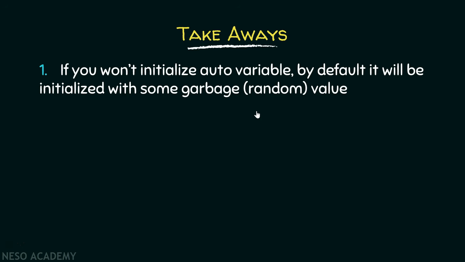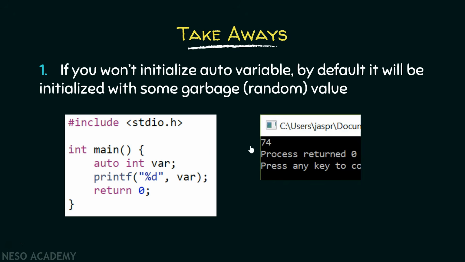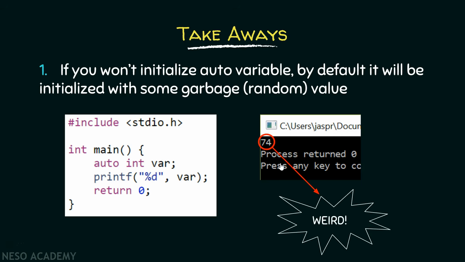Now this is a very interesting thing to know. Suppose I declared and defined an auto integer variable and try to print its value, which I have not assigned to it initially. Now what does it really print? It prints some random value, or you can say some garbage value, because I haven't initialized this variable, right? If I try to print this variable, then it will produce some garbage value which is quite unexpected. And this is obviously weird.